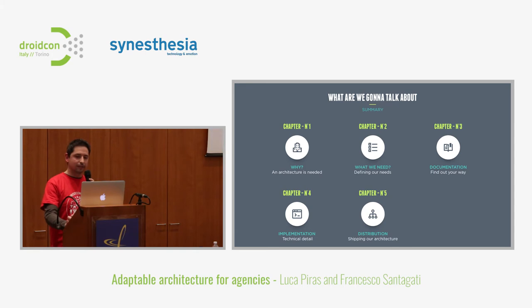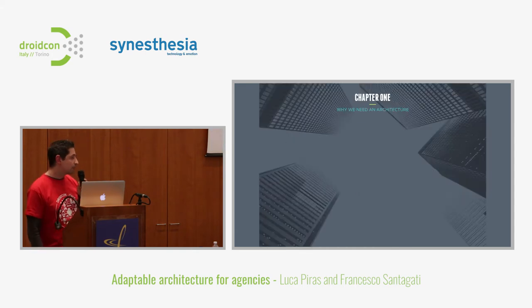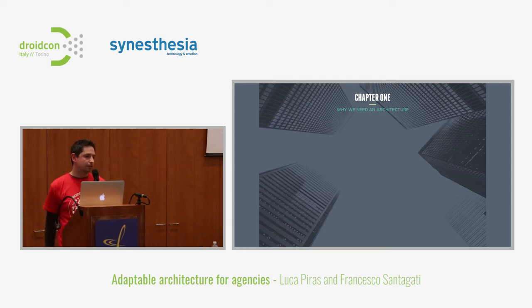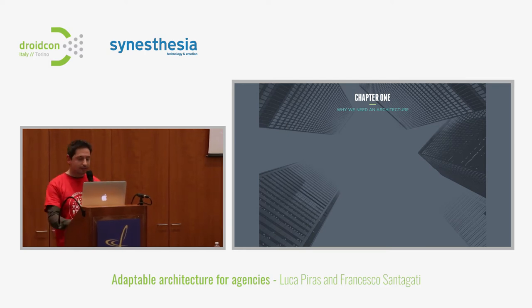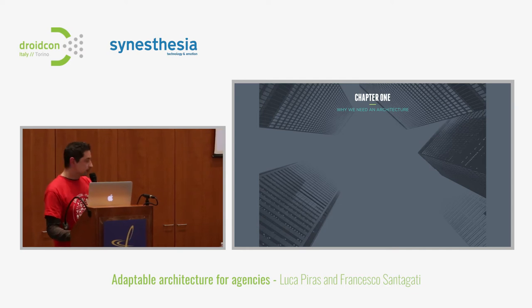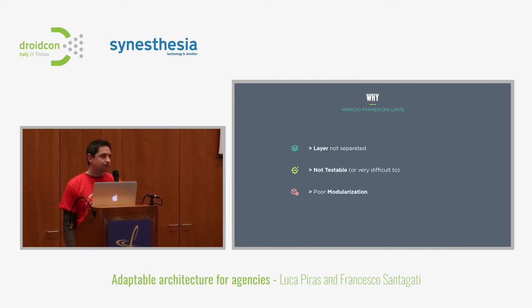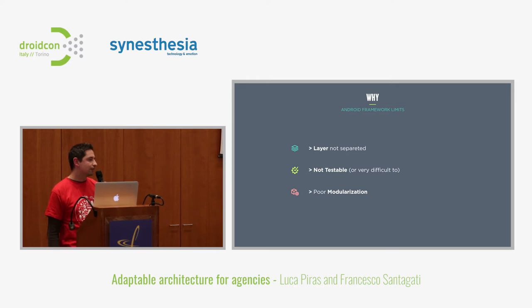So let's start. First of all, some of you may argue, why do I need an architecture? In the end, the Android framework already gives us some structure to develop apps. Well, that's true. But in my opinion, the Android framework has several limitations that a good architecture can easily help you to overcome. So some of them are these.